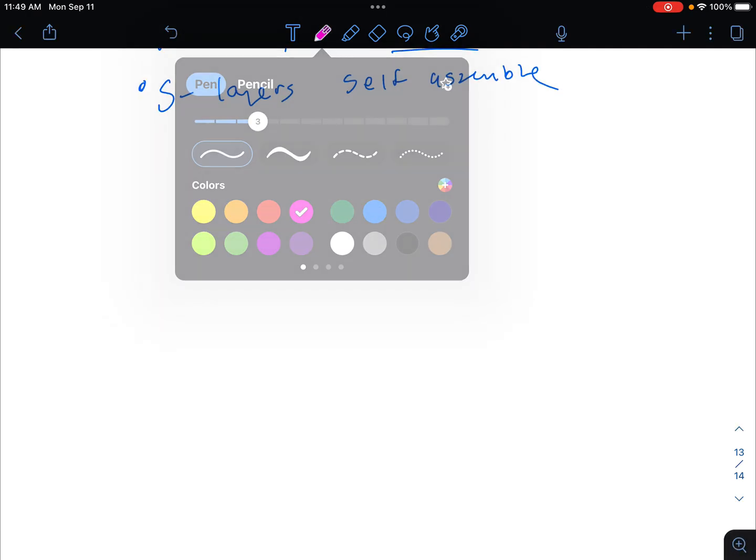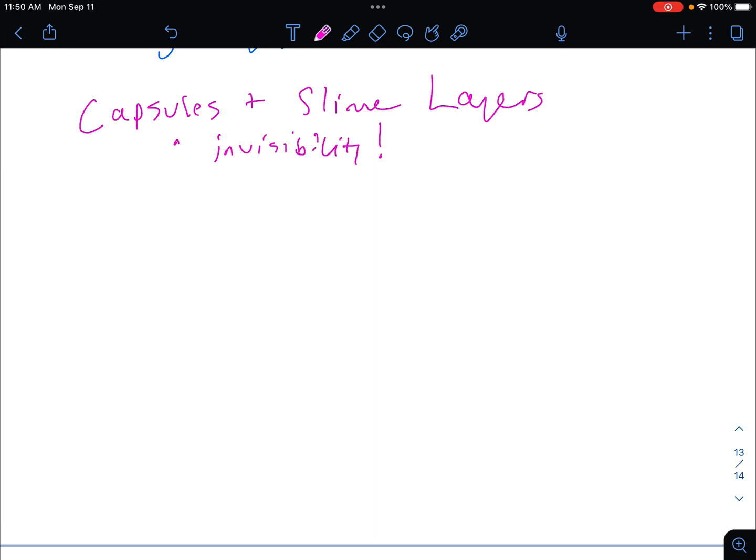Alright, I think that's all the professor wanted us to focus on, so I'm going to move on to capsules and slime layers. Alright, so this gives the bacteria the ability of invisibility. It gives them the powers that Invisible Woman would have. And they have this invisibility from the immune system because the antibodies cannot recognize or bind to the surface.